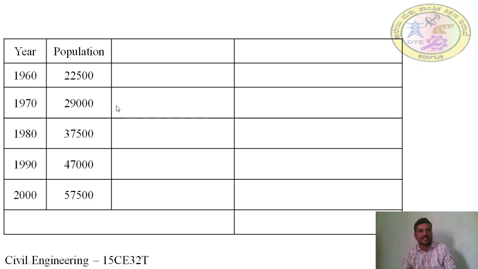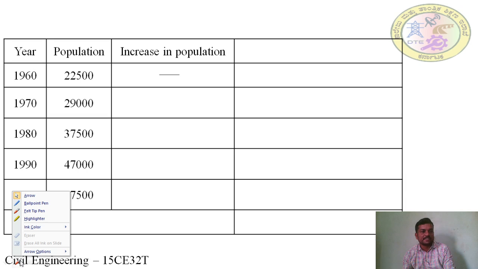First, in this method, we need to find out the increase in population. To calculate the increase in population for the year 1960, we need to know the population one decade before, which means the 1950 population. Here the data is not available, so the value becomes nil. Then in the third column, second row, we need to find out the increase in population.